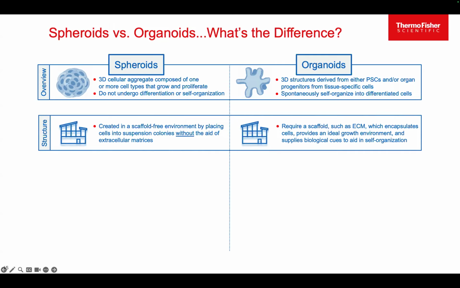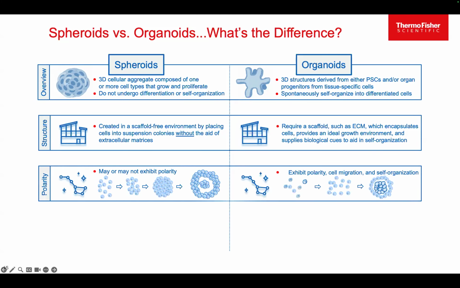Now, structurally, spheroids are typically created, as Omar talked about in the past, in a scaffold-free environment. We do this by placing the cells in suspension colonies, typically without the aid of things like extracellular matrices or other physical support. Organoids are a bit trickier, admittedly. These are typically developed in media containing very specific organ-specific growth factors. They typically do require a scaffold, like an extracellular matrix. And again, I'll talk about the importance of that, as well as the plastics, when I show you some of the work that we've done on our end. But what that plastic and that extracellular matrix does is help encapsulate the cells and provide them with an ideal growth environment, and that aids in their self-organization.